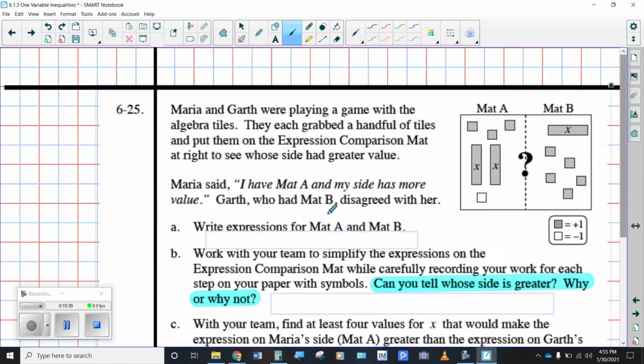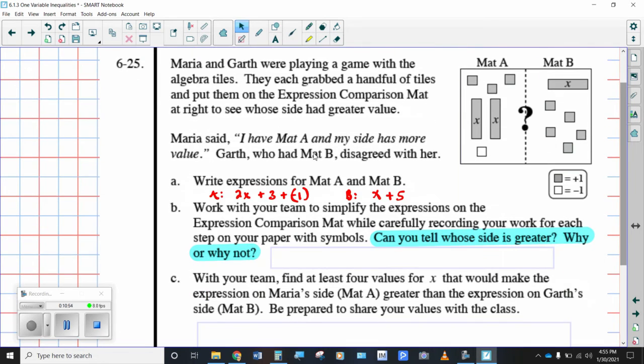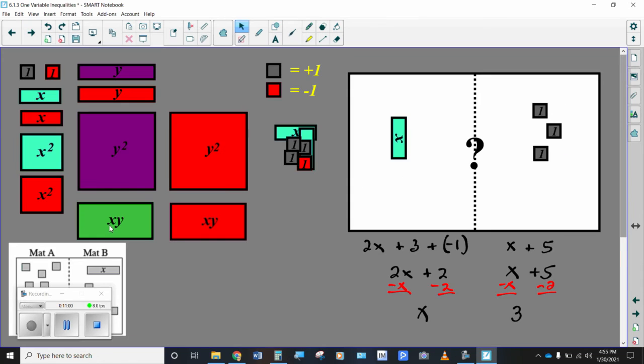So going back to the question, what was the expression for mat A and mat B? Well, mat A was 2x plus 3 plus -1, which became 2x plus 2, and B was x plus 5. And can you tell which side is greater? Is it at all possible? And the answer is no, because we don't know the value for x.